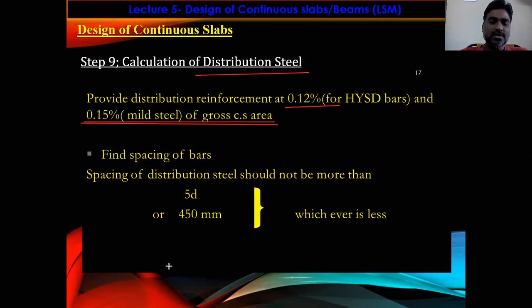And again here also we need to determine the spacings. The spacing is the same as what we calculated, that is small AST by capital AST into 1000. And again the spacing should not be greater than 5D and 450 mm, whichever is less. So compare all these three spacings, and out of which you need to provide the minimum one. So it will satisfy all the conditions. So this is how we determine the distribution steel in slabs, right?